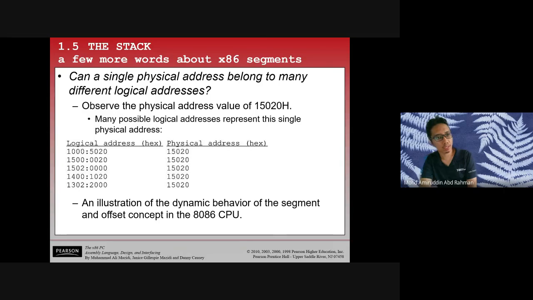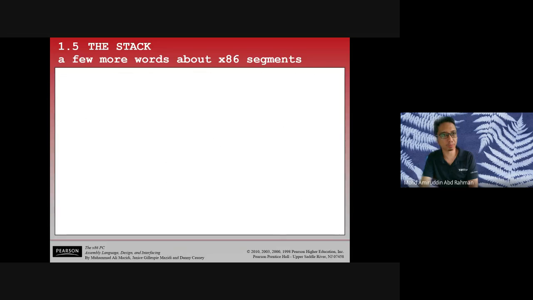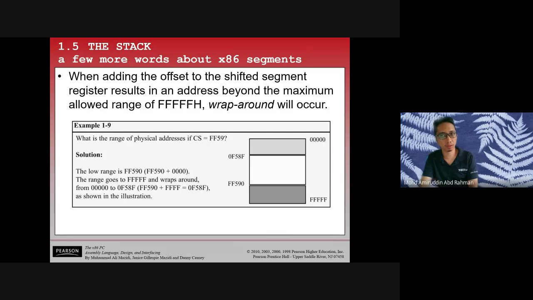Okay, so this is an illustration of the dynamic behavior of the segment and offset concept in the 8086 CPU. When adding the offset to the shifted segment register results in an address beyond the maximum allowed range, so if it is beyond FFFFF, wrap around will occur.